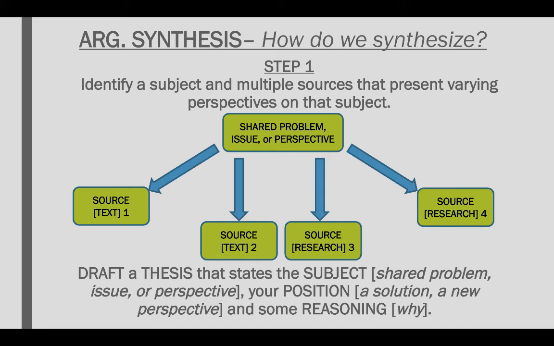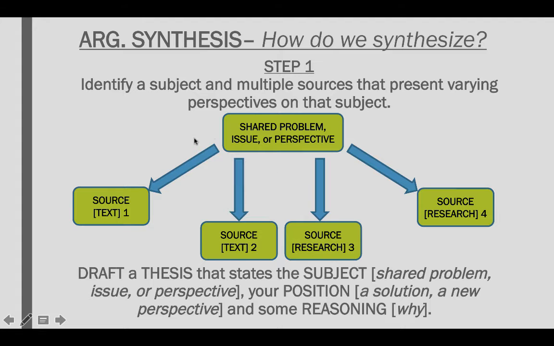So, the first step in how we synthesize when it comes to English is identifying a subject and multiple sources that present varying perspectives on that subject. Maybe you've picked out two of our readings that were paired in reader response. Maybe you picked out two that weren't in our reader response that you've gone out and found on your own. After those readings, you want to make sure to come up with a shared problem, issue, or perspective between the two texts.